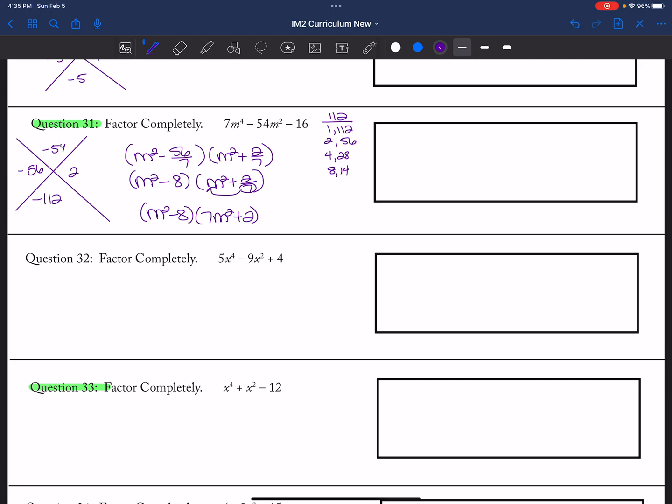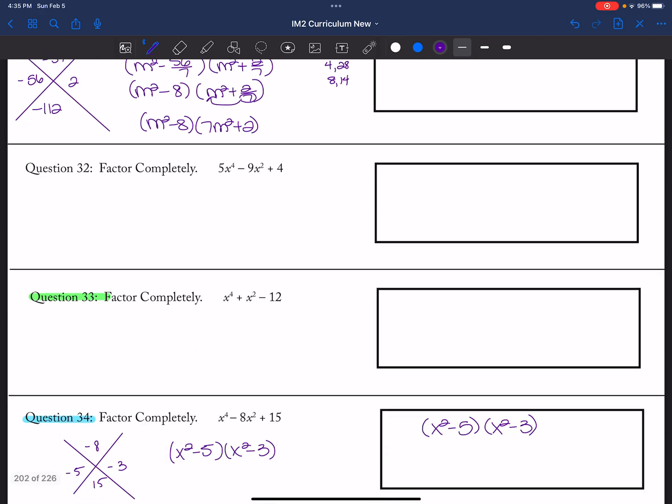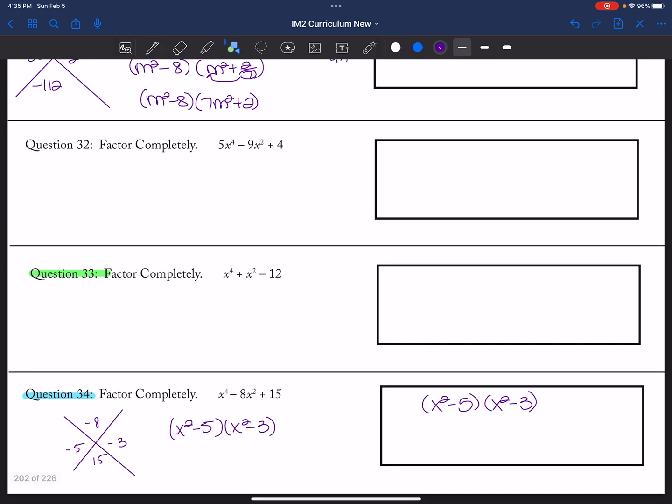Okay, so this is m squared minus 8 and 7m squared plus 2. Okay, doing some more. This is the diamond method, 1 and negative 12, so that'll be a 4 and negative 3. X to the, not to the fourth. X squared minus 4 over nobody. I was going to do bottoms up, but there's no bottoms up. X squared plus 4 and an x squared minus 3.